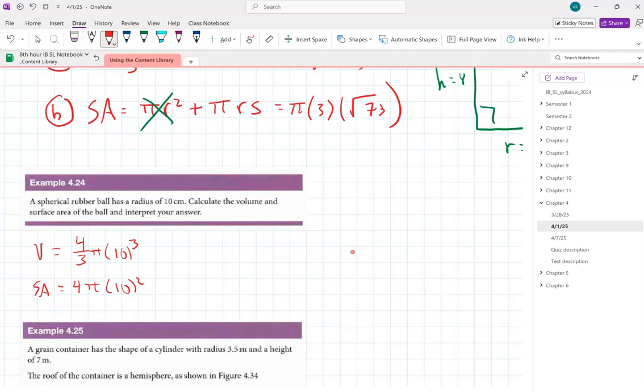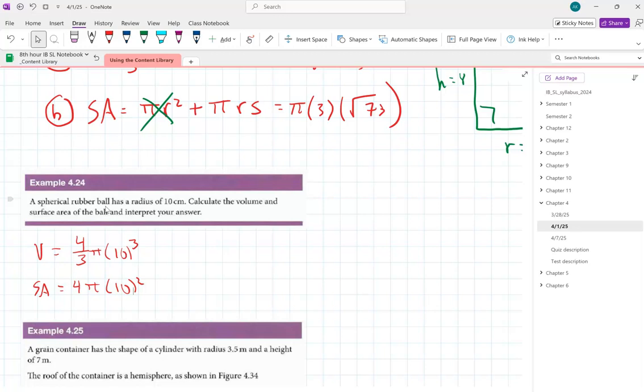Let's interpret our answers then. What is the volume representing? How much space is inside? Great. How much stuff is contained inside the sphere? What is the surface area representing? The outside. I would say the amount of material you need to make the ball. Well, there's no material inside the ball, because it says a spherical rubber ball. I assume it's got air in the middle.